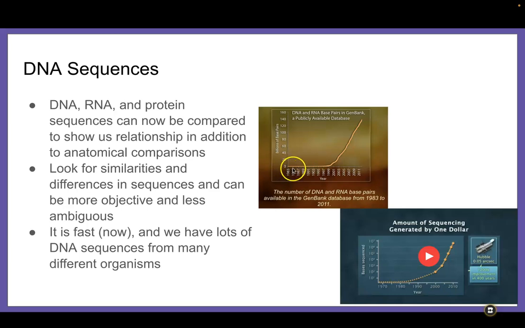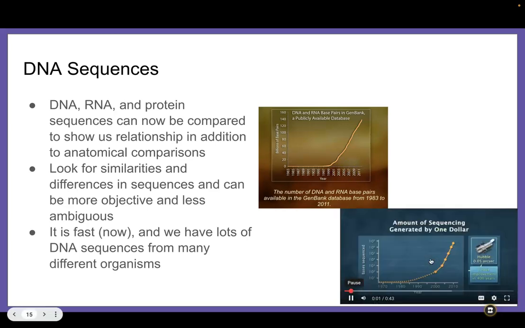You can look here quickly. Here's DNA and RNA base pairs in this bank, right? Like, what is the information that we know? And it has really skyrocketed. This only goes to 2011, but you can imagine it's even continued on from there.